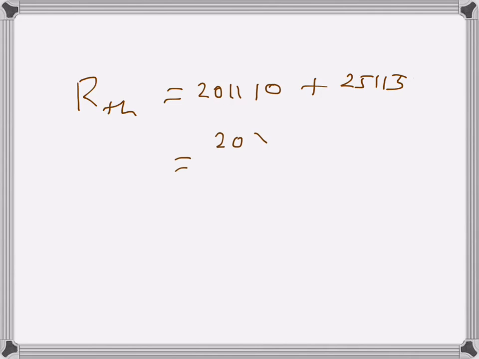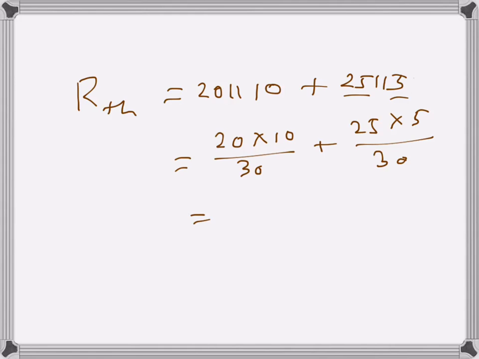are in series. So the resistance seen, R Thevenin, will be 20 parallel 10 plus 25 parallel 5. Putting in the expression, that will be 20 times 10 over 20 plus 10, which is 30, plus 25 times 5 divided by 25 plus 5, which is 30. That will be 6.67 and then 4.167, which gives 10.8333. So I will write 10.83 ohms. That's the value of Thevenin's resistance.